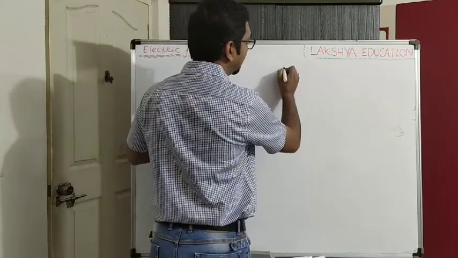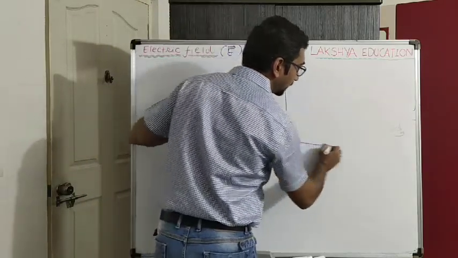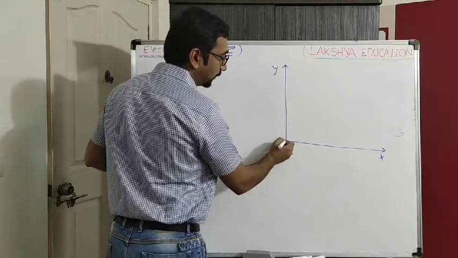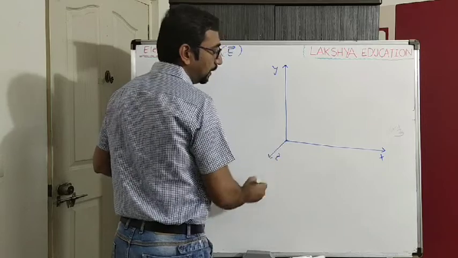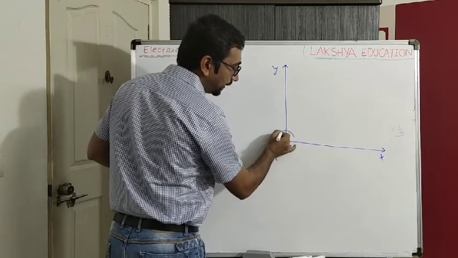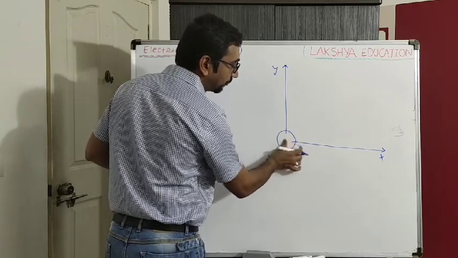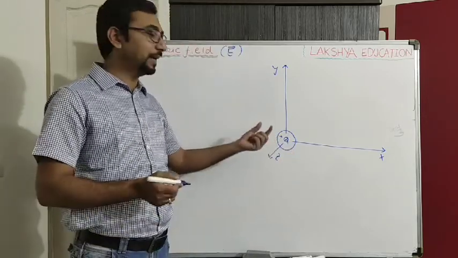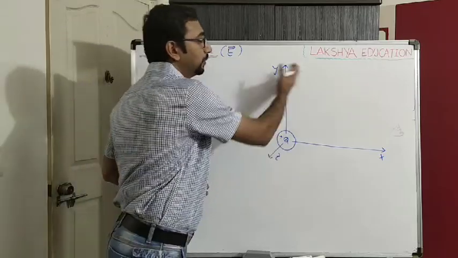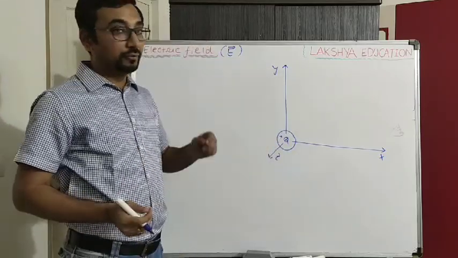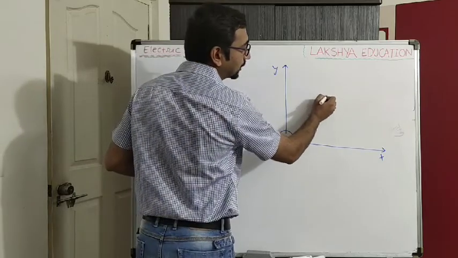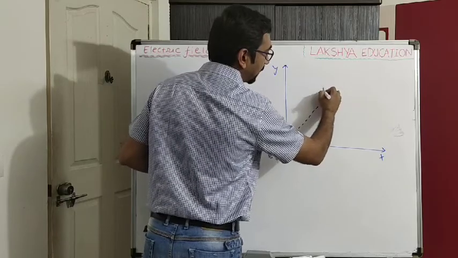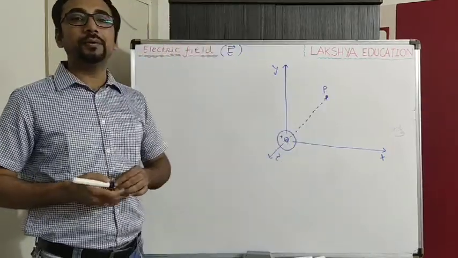So here we will take a coordinate system, suppose an XYZ coordinate system. A positive charge capital Q is placed at the center of it, and it is producing electric field around this charge. We want to find out the electric field at a certain distance R. For example, we write point P here. We want to find out the electric field at point P.